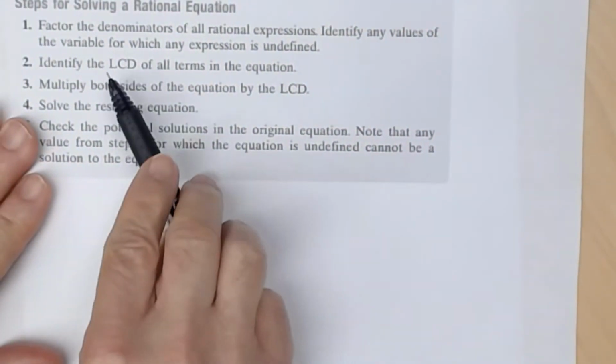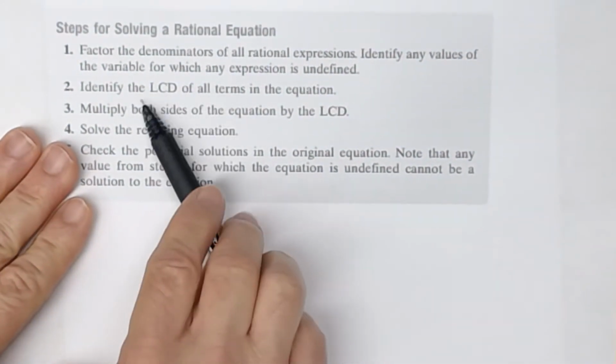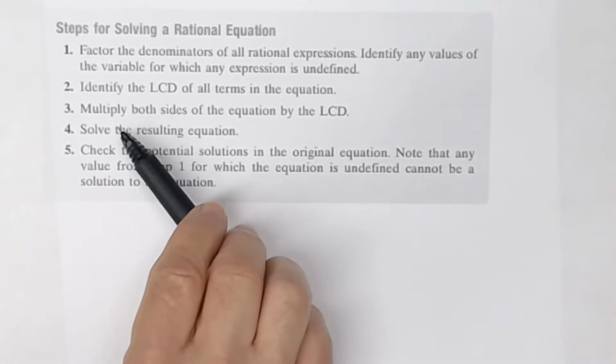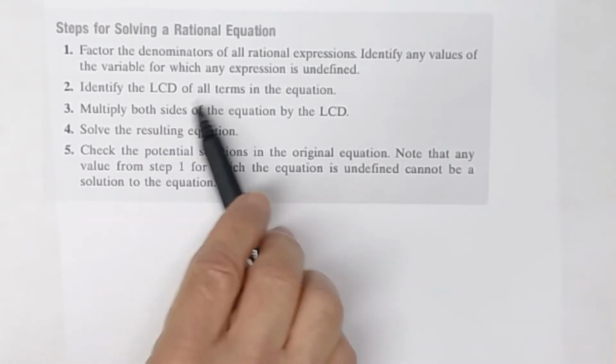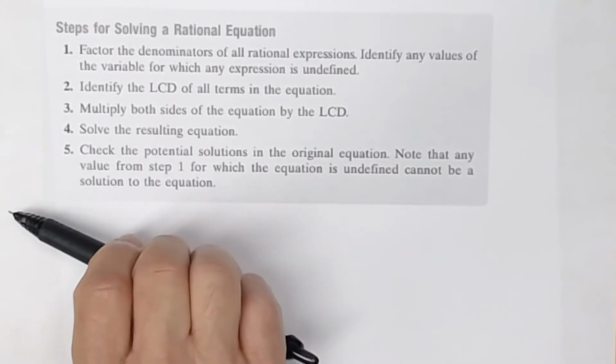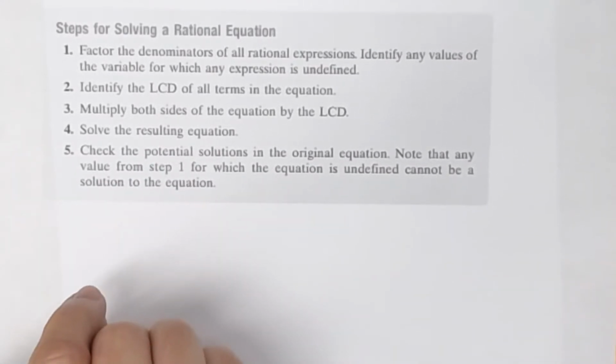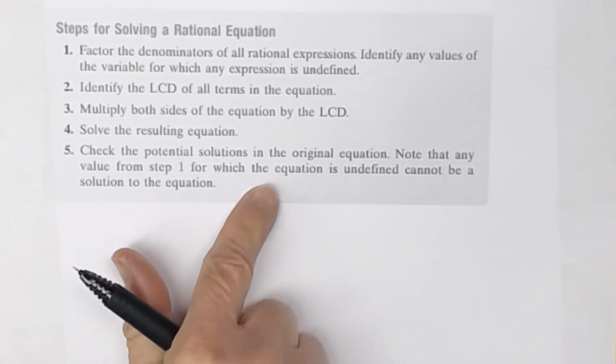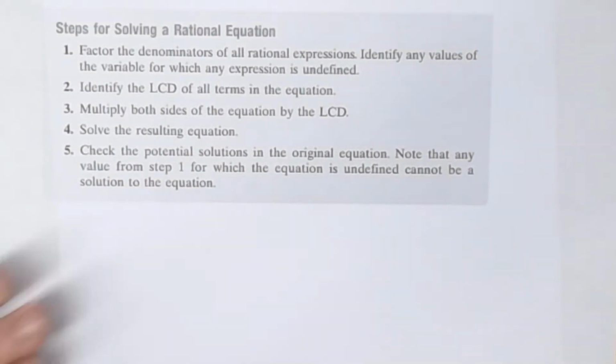Now let's continue talking about this. So once we did part 1, then we multiply both sides by the LCD. We identify the LCD, we multiply both sides by the LCD, and we solve the equation, and then we check the potential solutions to see if any were extraneous. Okay? All right, so let's look at number 1. So let's suppose this was number 1.